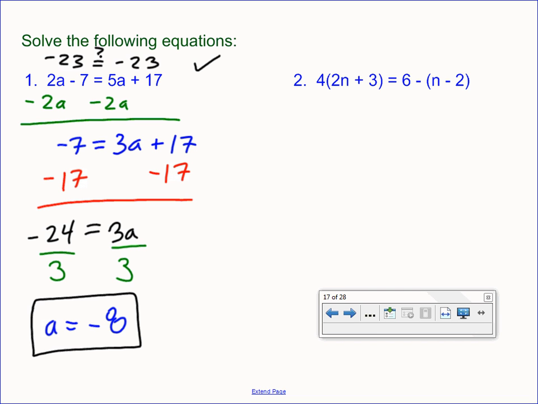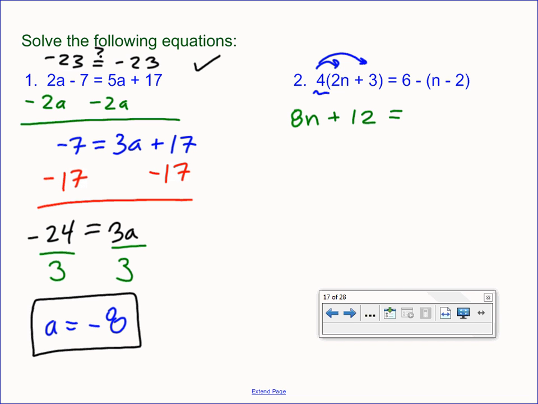Number 2. Here, we're ready to rock and roll, except I've got variables on both sides and parentheses. So here's our favorite property that starts with a P from middle school. The distributive property, I can simply multiply this outside factor through the parentheses. 4 times 2n is 8n. Plus 4 times 3 is 12, equals.